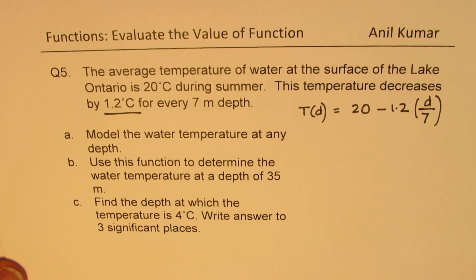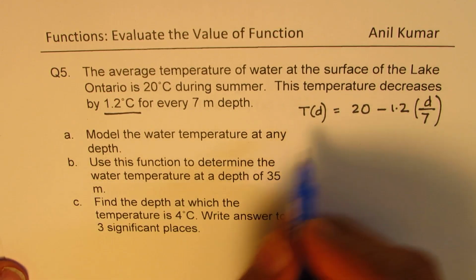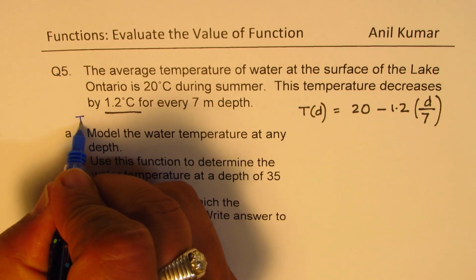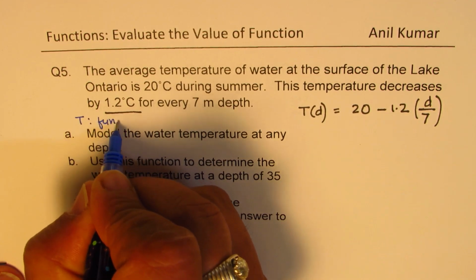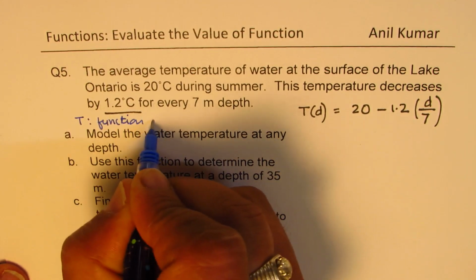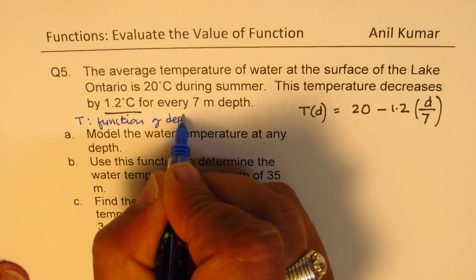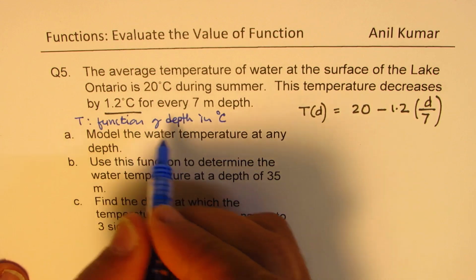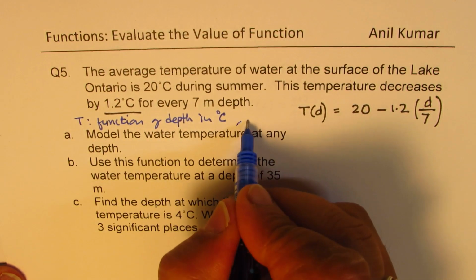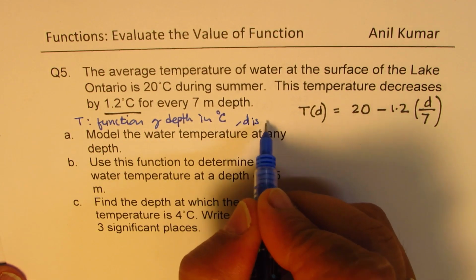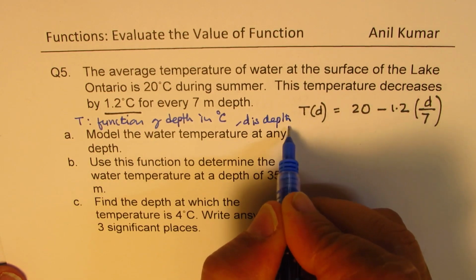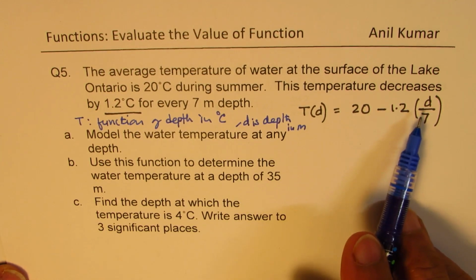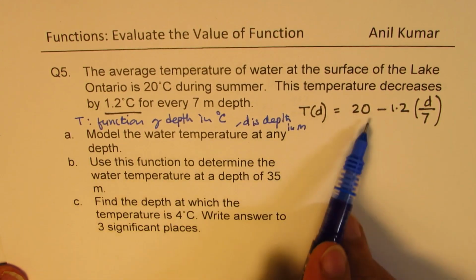So clearly in our equation, we have T is the temperature with depth. So we have T is a function of depth in degrees Celsius, right? So T is temperature, right? And D is depth, right? So D is depth in meters, right? So we can define our variables like this, and that becomes your function, right? So the model is given like this.